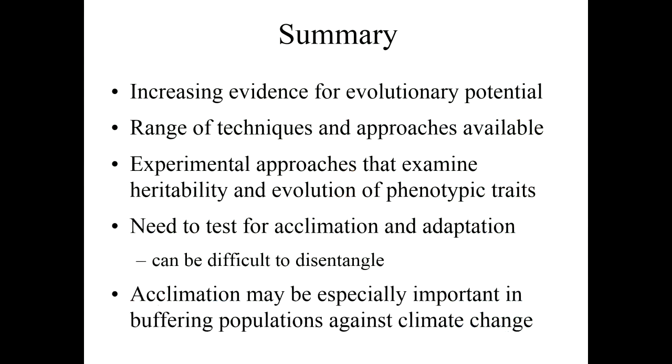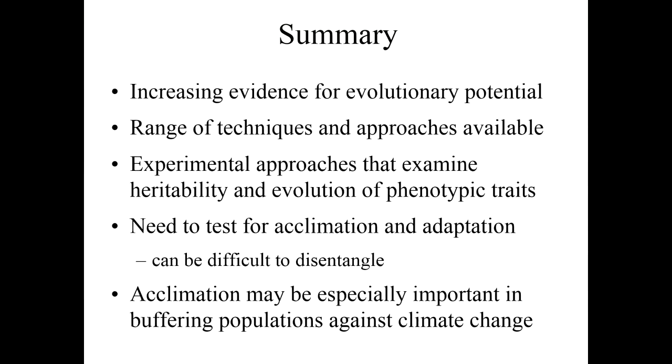So, in general summary of this section, I've only got a tiny bit left after this. I think hopefully I've shown that there's increasing evidence for evolutionary potential. There's a whole range of techniques and approaches that are available. And if you're interested, go and find someone that knows how to do it and talk to them. I think experimental approaches really need to examine both heritability and acclimation. These are going to be the most powerful, especially when potentially linked with molecular approaches. We need to test for both acclimation and adaptation because they're both almost certainly going to happen.